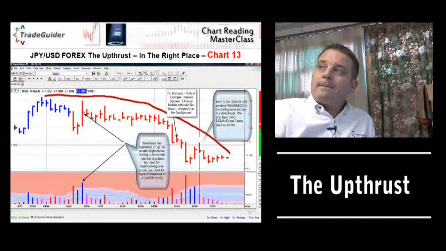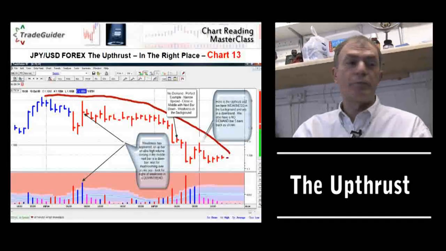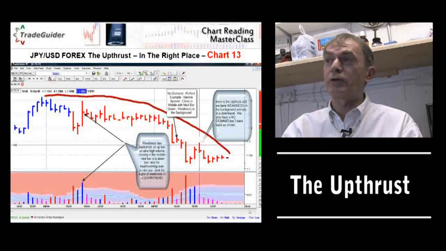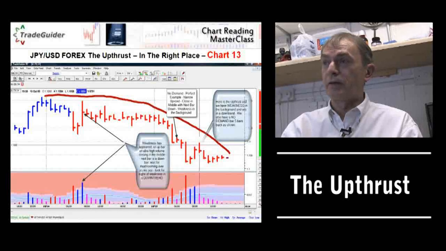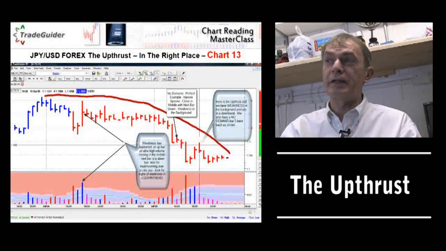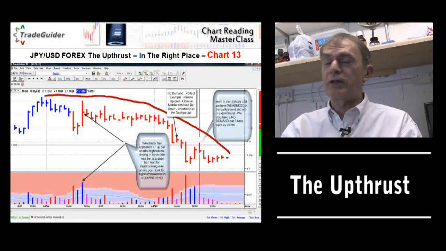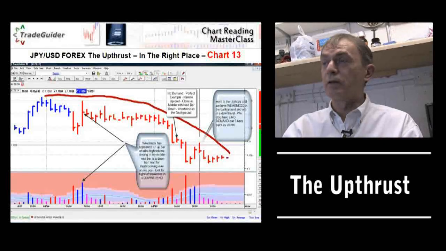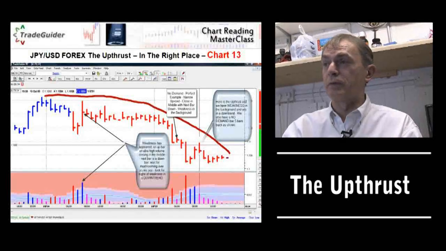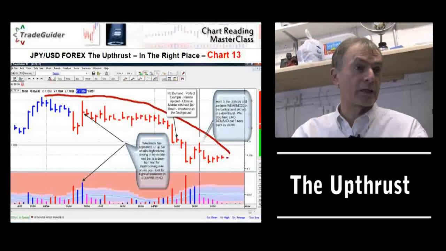Well, the fact it's closed in the middle shows that that volume must have contained a huge amount of selling, because otherwise it would have closed right up on the high with that wide spread. So there was clearly, when you see ultra high volume, there's a lot of buying coming in, but if you see it close in the middle, there must also be a lot of selling as well, and that selling is absorbing the buying that's coming in.